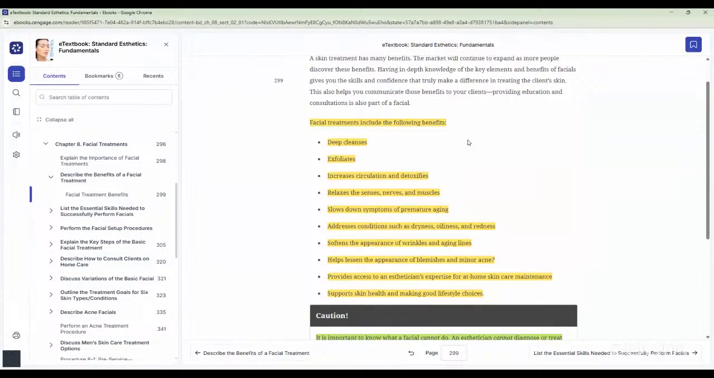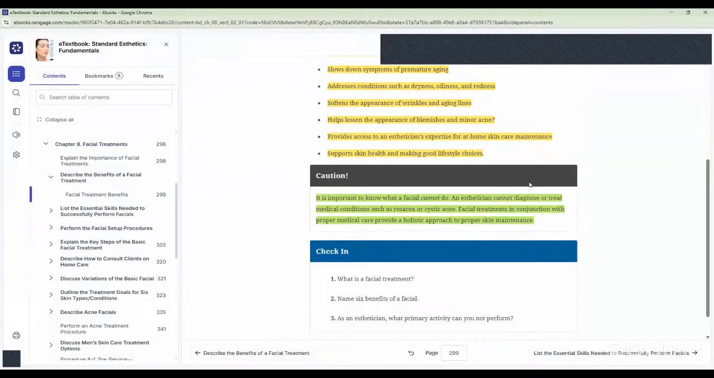Provides access to esthetician expertise for at home skincare maintenance. So you're going to talk about products. You're going to begin your retail journey, and you just give them a little education on what they should be using, why they should be using it, and then supporting skin health and making good lifestyle choices. Okay, so you become that connection to beautiful skin. All right, you become a trusted authority. All right, so you're sharing these benefits, but it's just increasing your rapport that you will have with the client as well.